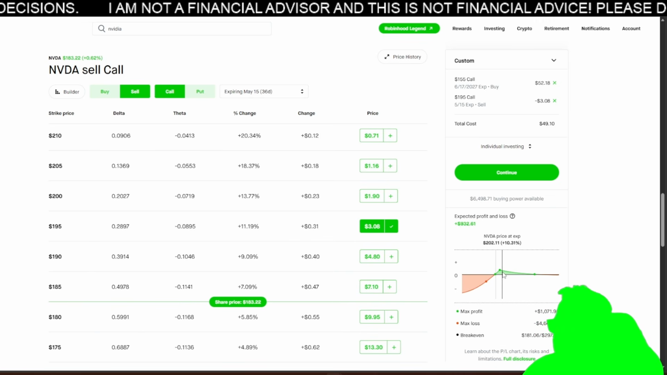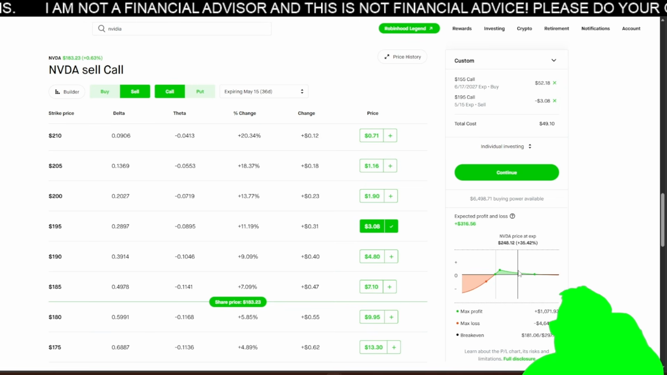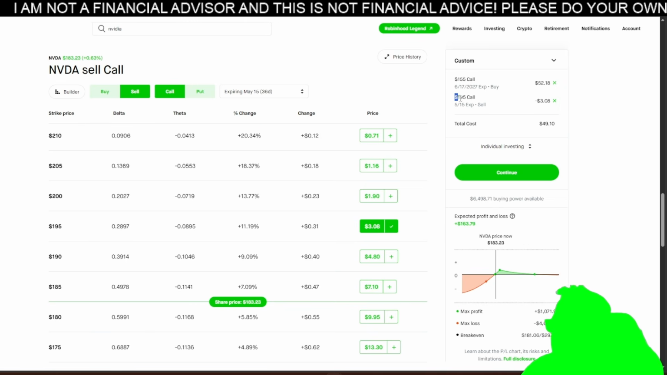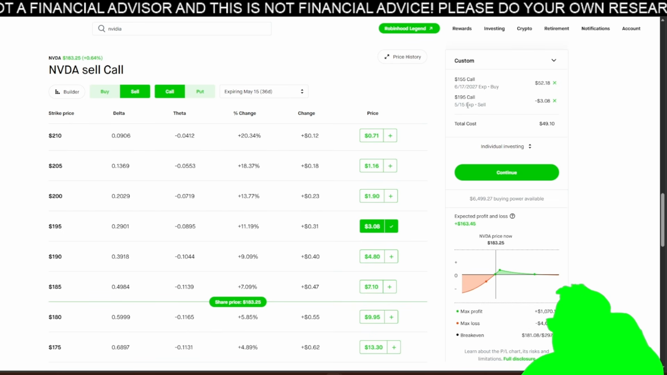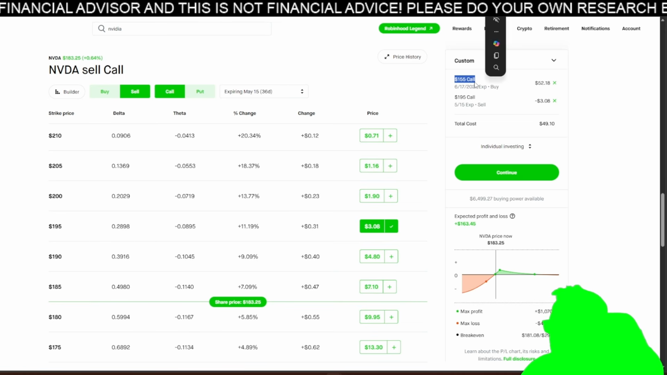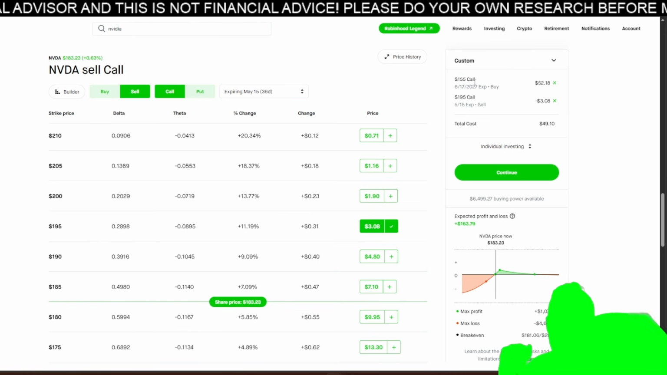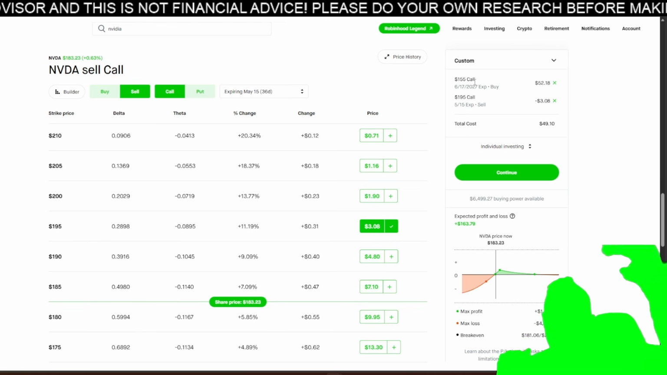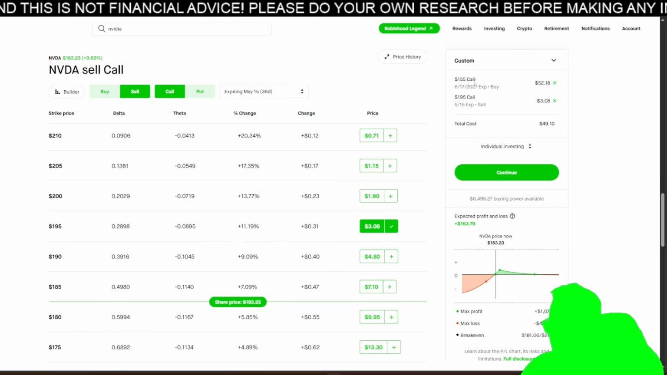And as you will see here, though, keep in mind, as NVIDIA's share price starts to obviously get higher past that 195, this sold call option is going to be worth more, so it's going to cost you more. But then the leap option also is going to go up in price as well. The idea behind this is that the leap option is going to appreciate faster, and it's going to allow you to collect more profits overall, okay?